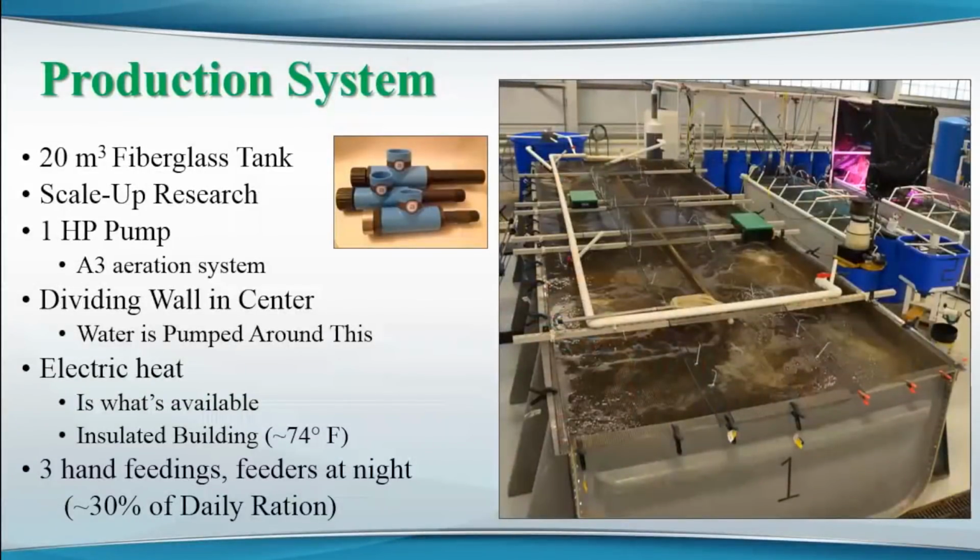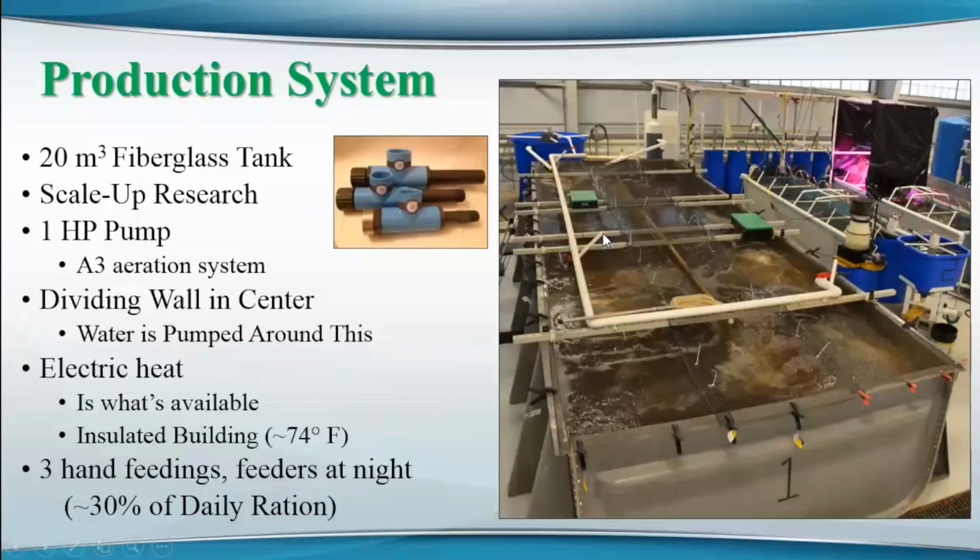And then we have our production system, which is where the shrimp go after the nursery. We run experiments and things, but we also run shrimp through this as a means of demonstrating some of our research and scaling it up. This is a 20 cubic meter tank. It's about 5,300 gallons or so. And behind the tank, I'll show you a picture in a minute, is a 1 horsepower pump. And we actually use a nozzle-based aeration system, which is similar to a Venturi.